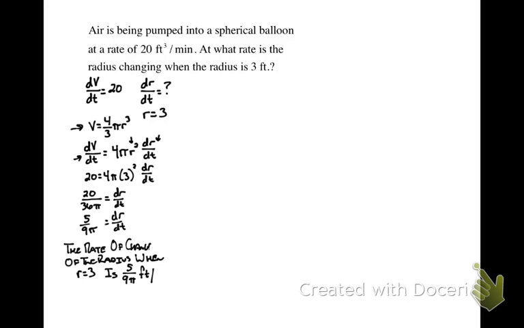Feet per minute. Right? In terms of the AP exam, this is the way we're looking for answers. You're very specific. This is the rate of change at a specific moment in time when r equals 3. And we've got the units. Right? Practice this habit in terms of giving your answer.